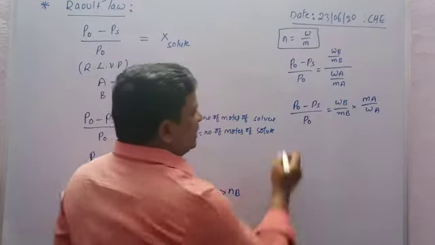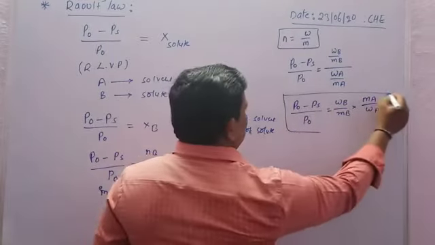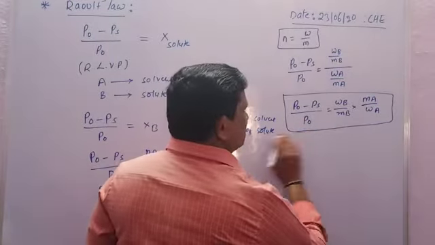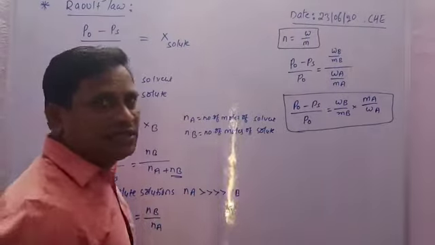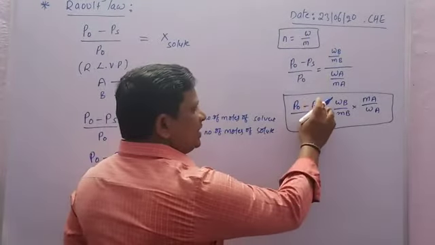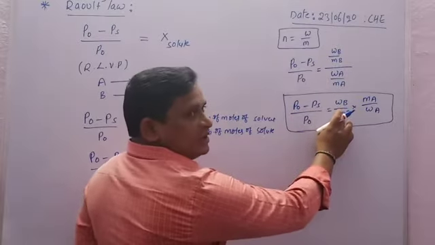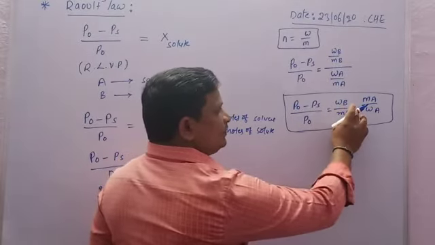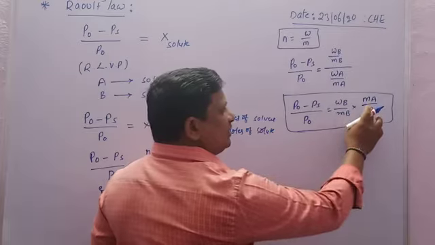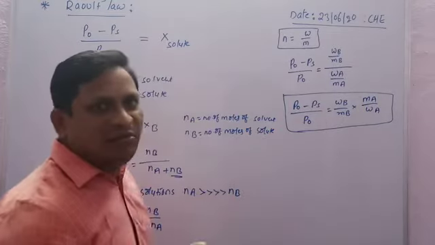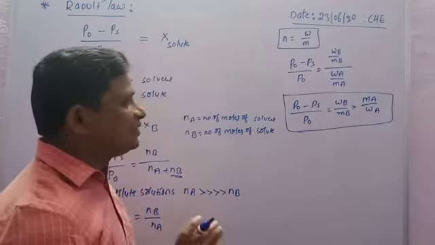MA by WA. So it is the complete representation of Raoult's law. P naught minus Ps by P naught equals weight of solute by molecular weight of solute into molecular weight of solvent by weight of solvent. It is a complete representation of Raoult's law.